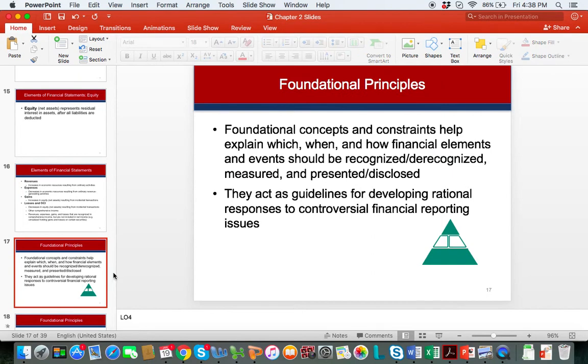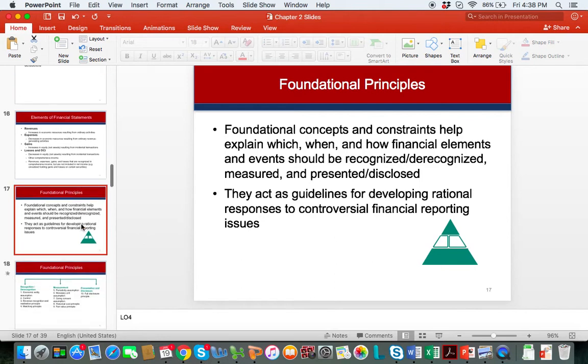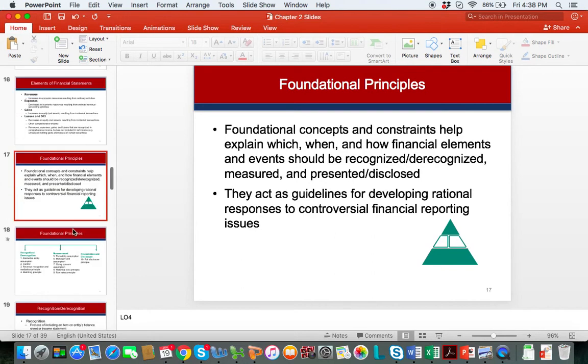So the foundational principles, concepts and constraints help explain which, when and how financial elements and events should be recognised or de-recognised, measured, presented and disclosed. And they act as guidelines for developing rational responses to controversial reporting issues.